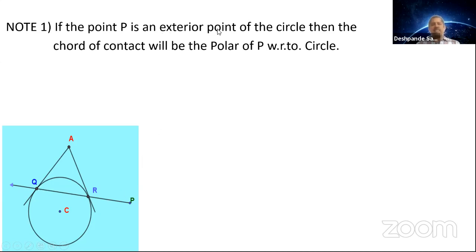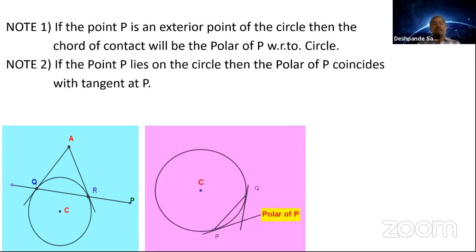So if P is an exterior point of the circle, then the chord of contact will be the polar of P. So there is no difference between the polar and the chord of contact when the point is lying outside the circle. Now, what is going to happen if the point P is lying on the circle?